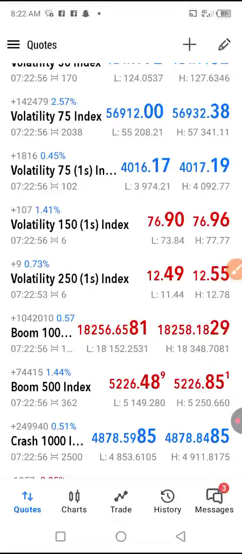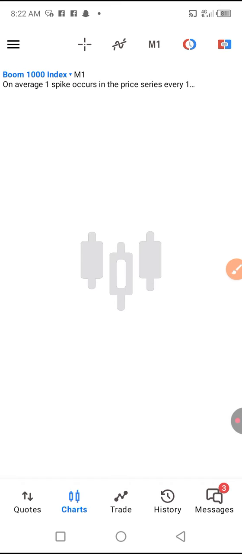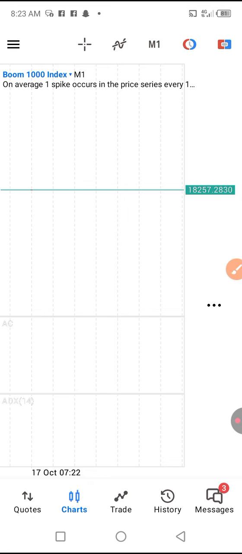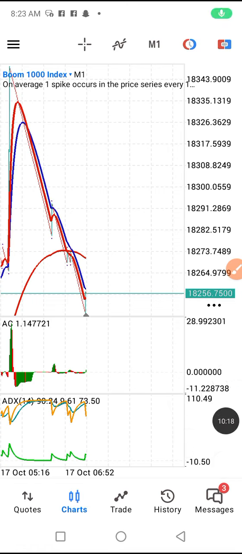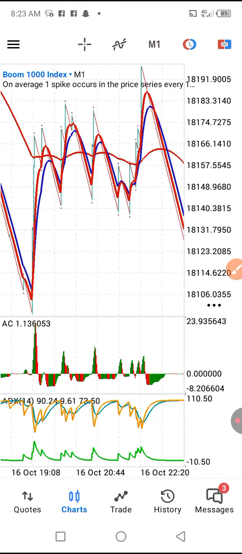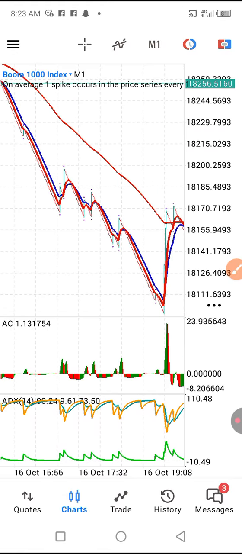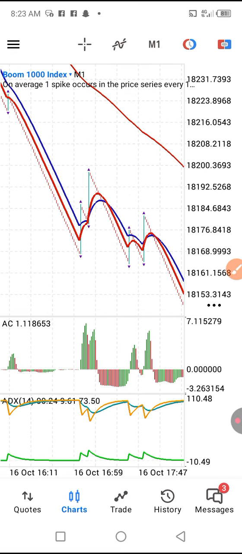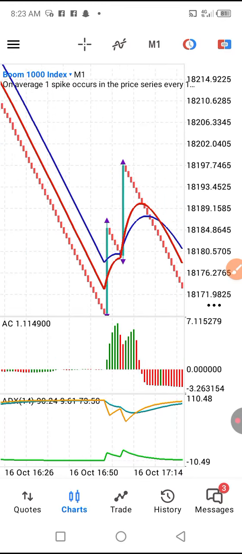Let me show you for boom. Let's go for boom 1000. Let me show you again. Guys, let's wait. So guys, here is our boom 1000. As you can see, are you seeing our boom 1000? If you want to sell this market, we are not after spike now, we are after the candlestick. Guys, as you can see this place is selling. Let's zoom it so that we can see it clearly.